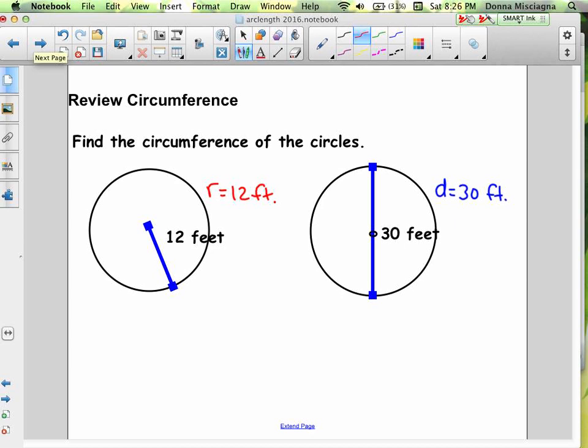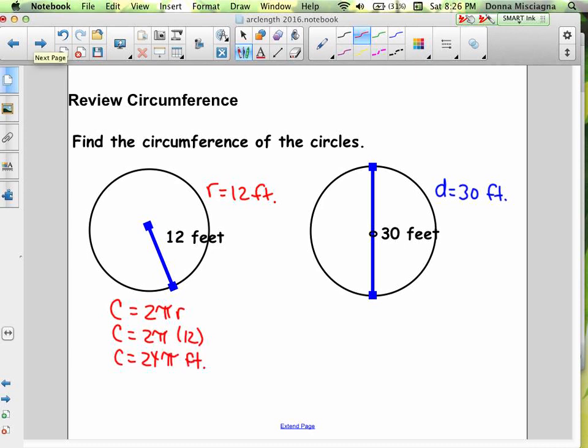All right, thanks for answering the question. So I'm going to use the circumference equals 2 pi r because we know the radius. So that means circumference is 2 times pi times 12, which means the circumference is 24 pi feet.